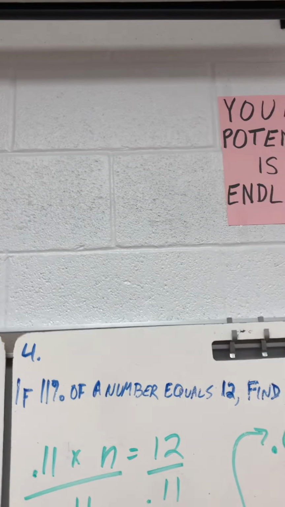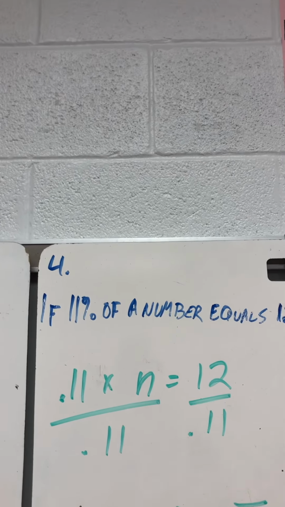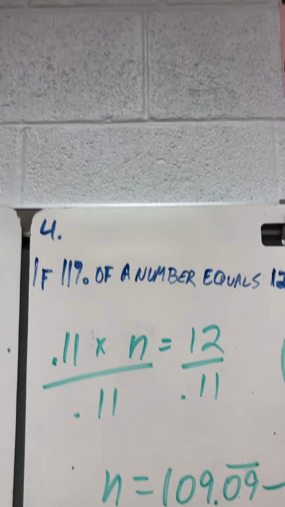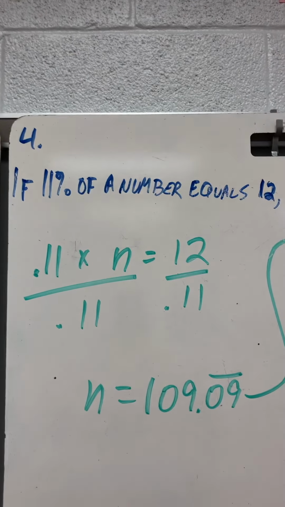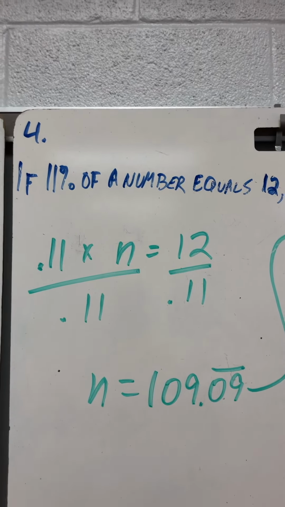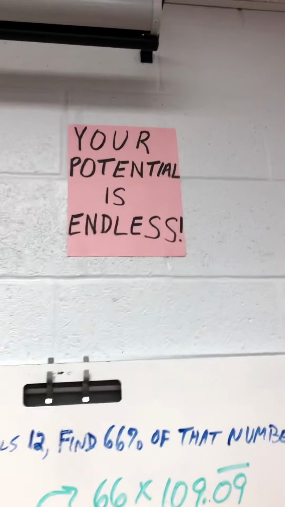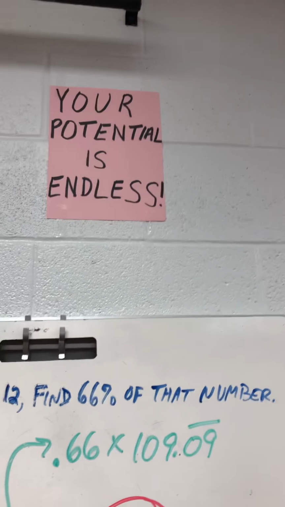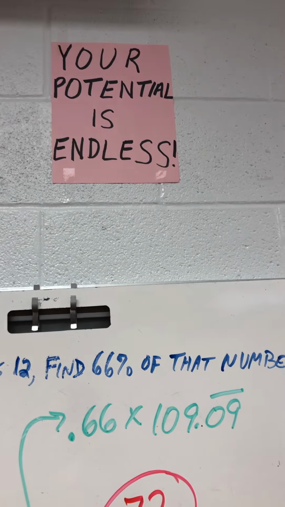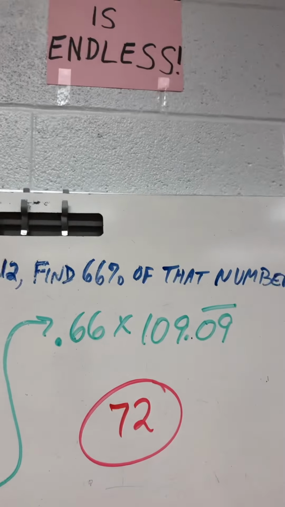11% of a number equals 12. 0.11 times n equals 12. Divide by 0.11. You get 109.090909090909. Okay. Find 66% of that number. So take the 109.09090909 and multiply by 0.66.